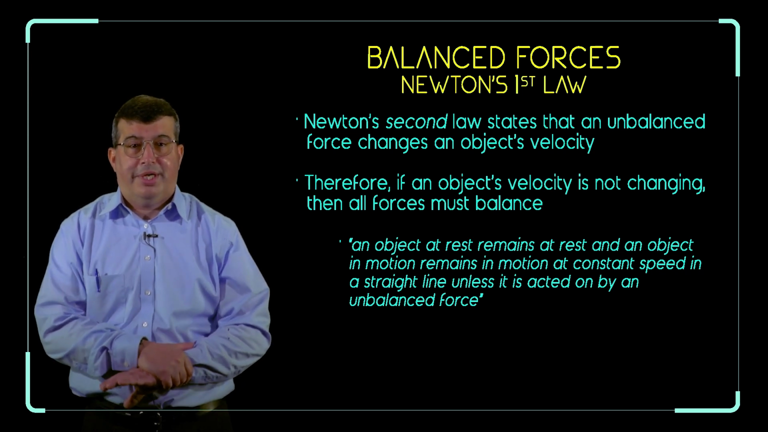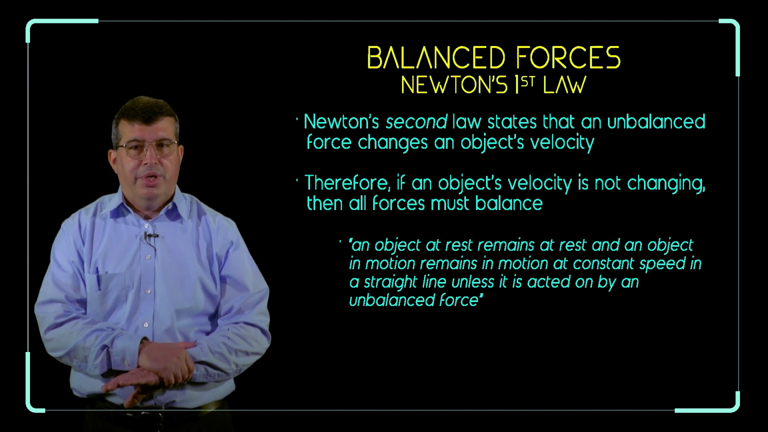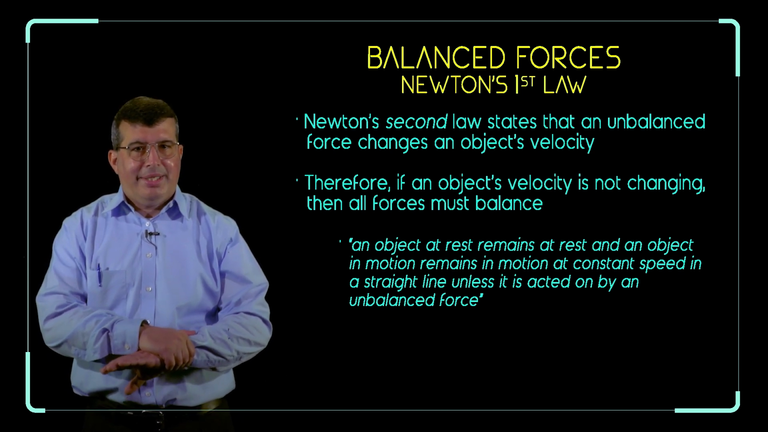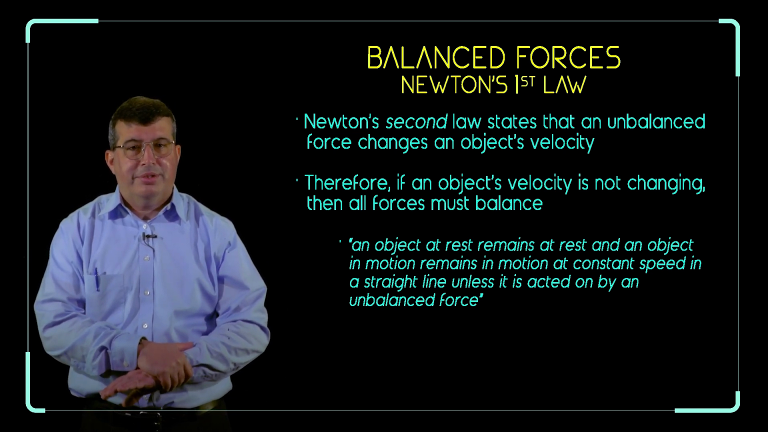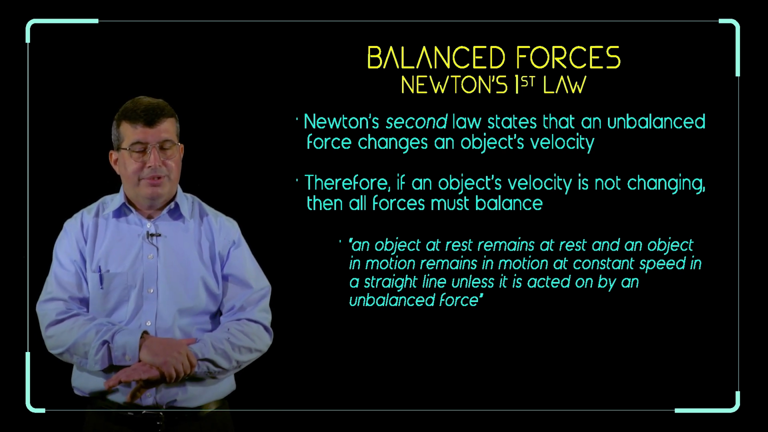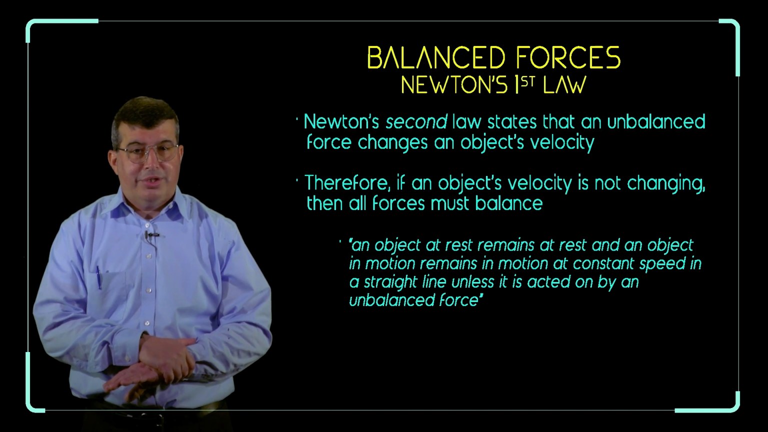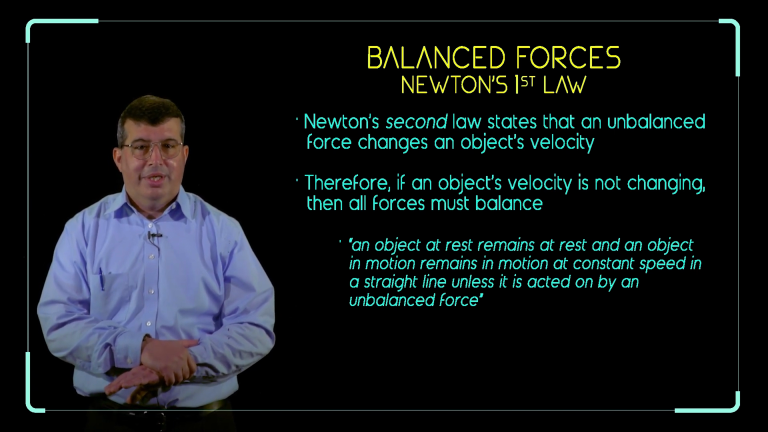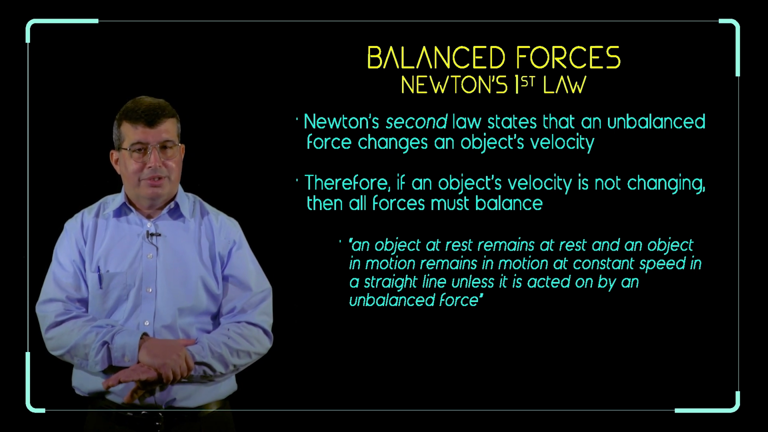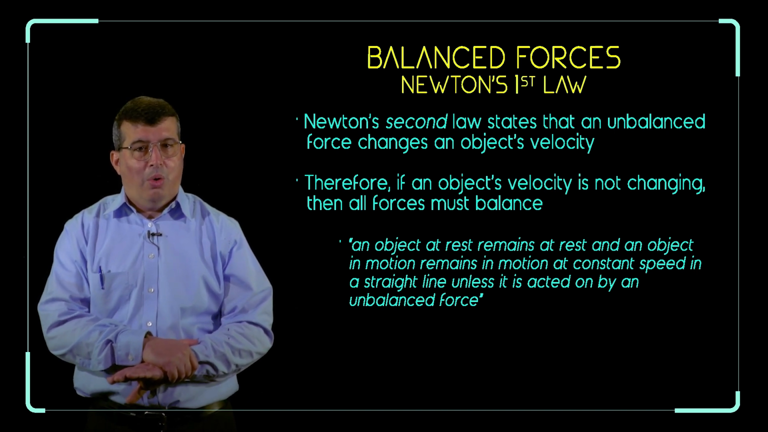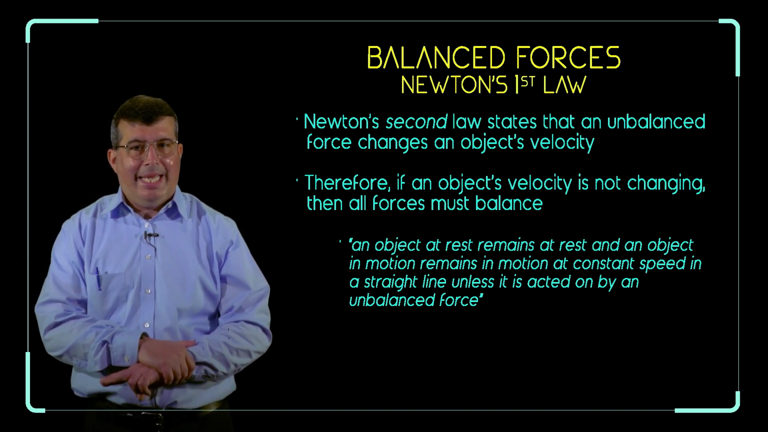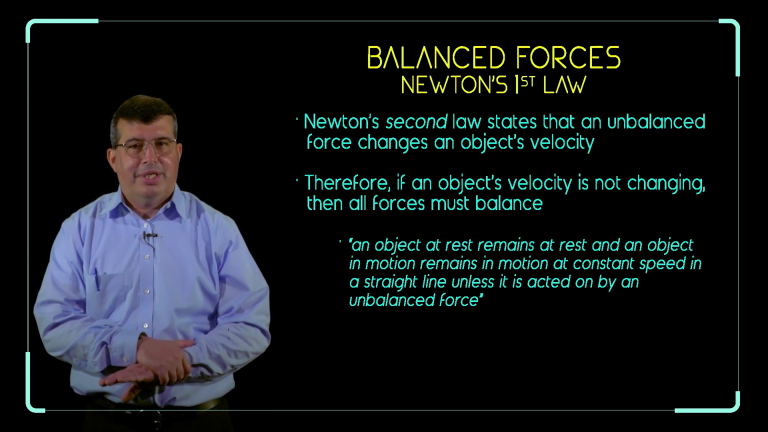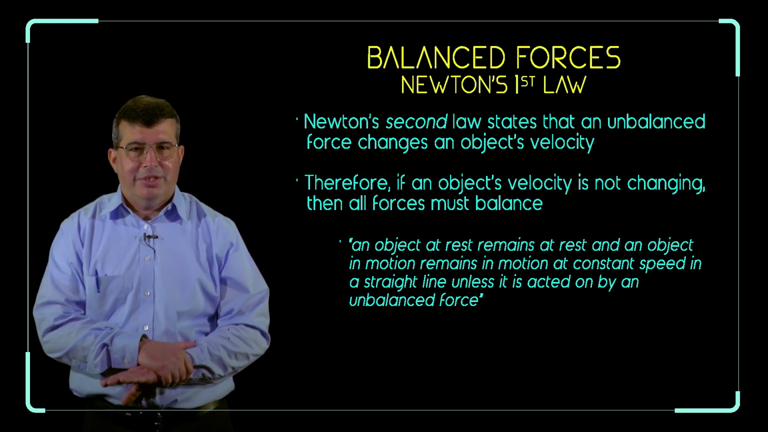The second part is also velocity that's not changing. An object in motion remains in motion at constant speed in a straight line. Notice that both of those are necessary for velocity to be constant. We have to have a constant speed, which means the speed is not changing, and it has to be moving in a straight line, which means that the direction is not changing. So both parts of that statement describe an object whose velocity is not changing: an object at rest remaining at rest, or an object in motion that remains in motion, both at constant speed and in a straight line.